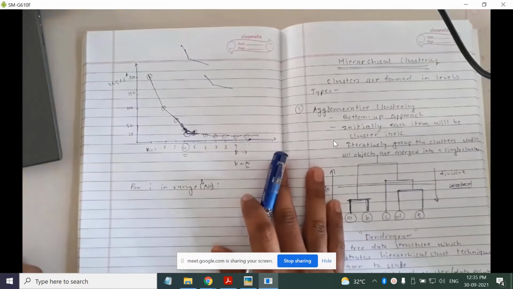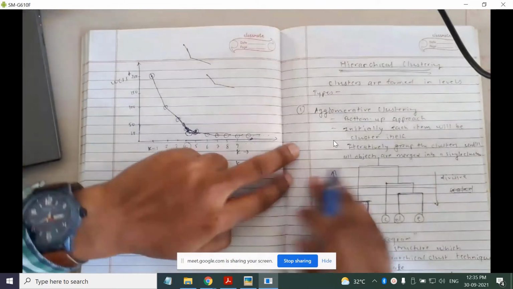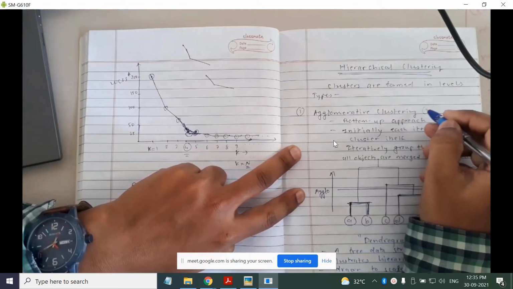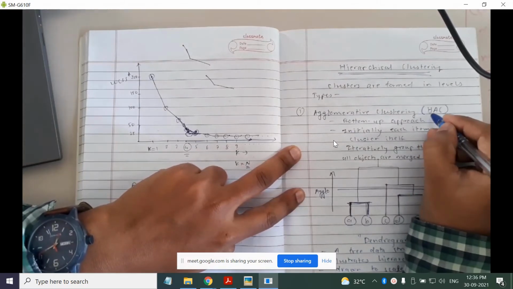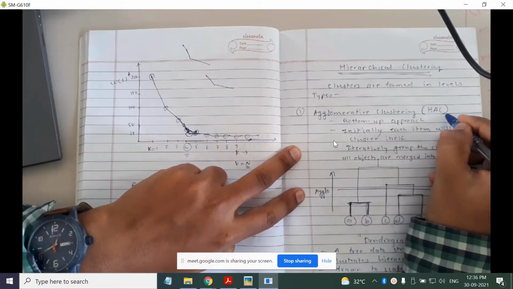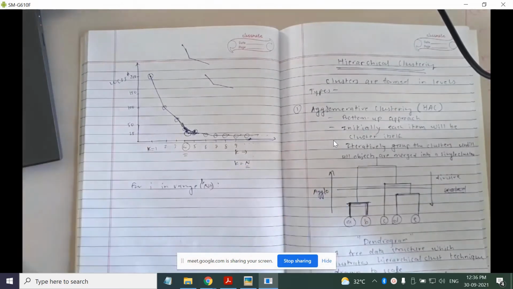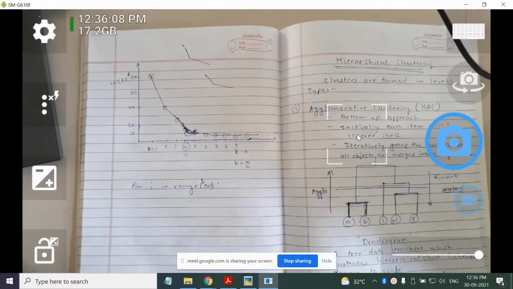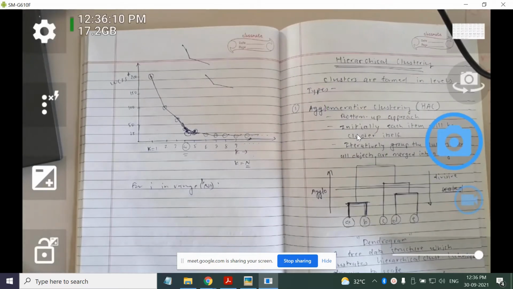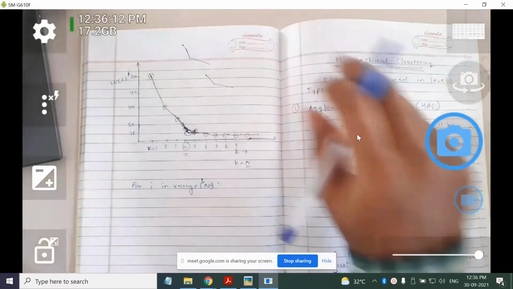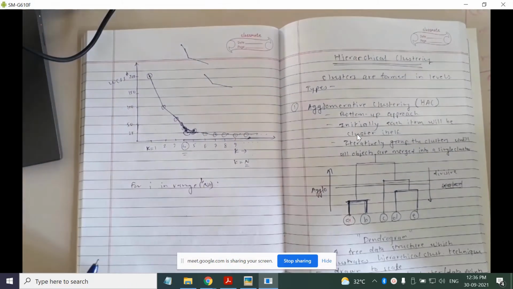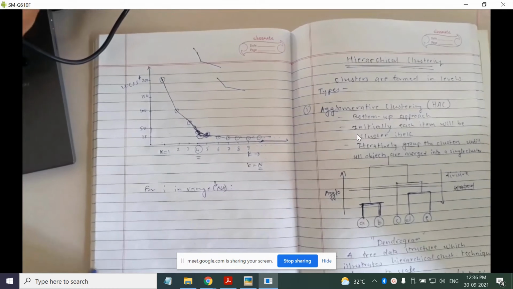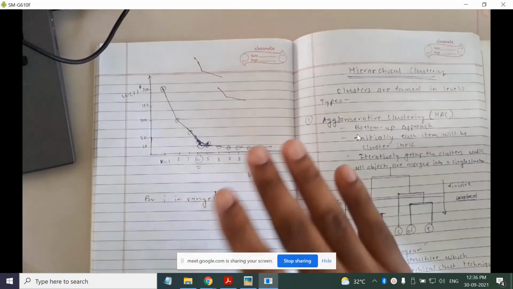Now this agglomerative clustering, sometimes known as HAC. H stands for hierarchical agglomerative clustering. So remember, if you see HAC, it is nothing but the agglomerative clustering algorithm. Now we know that in hierarchical clustering the clusters are formed level by level.